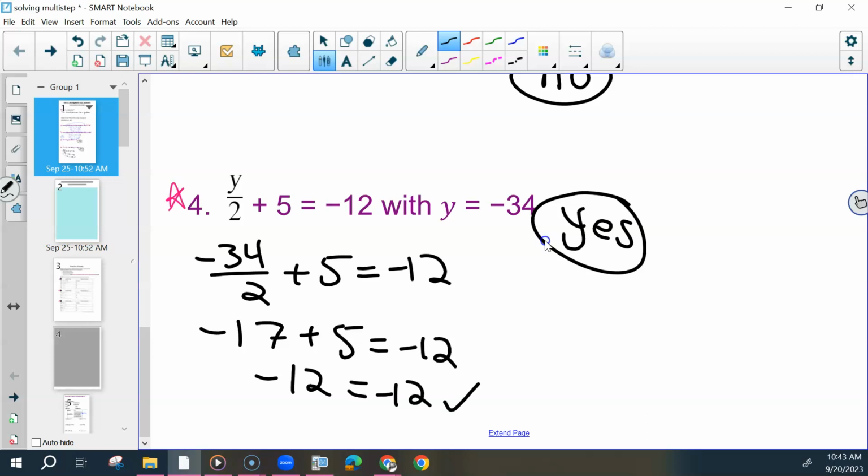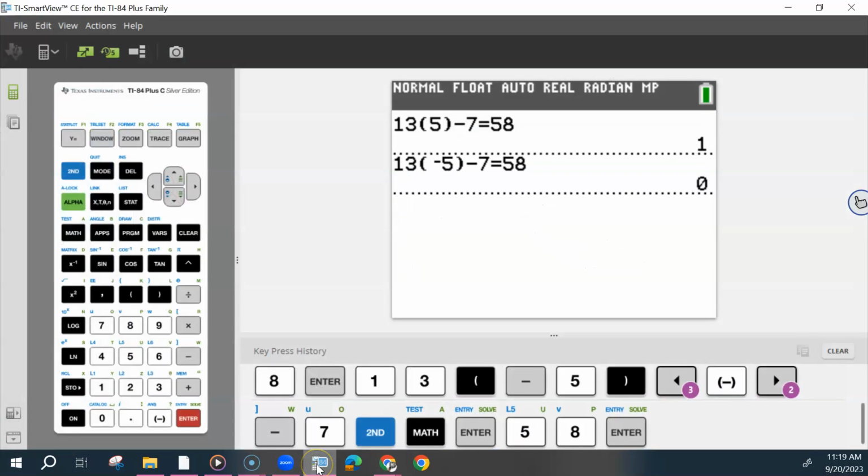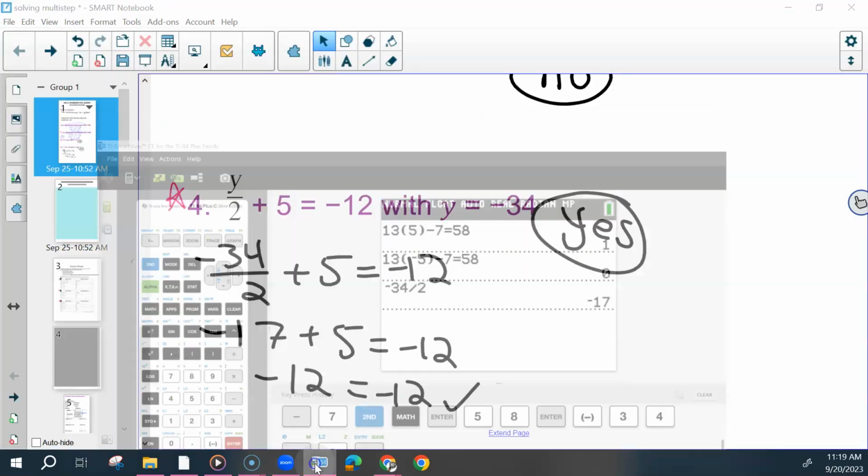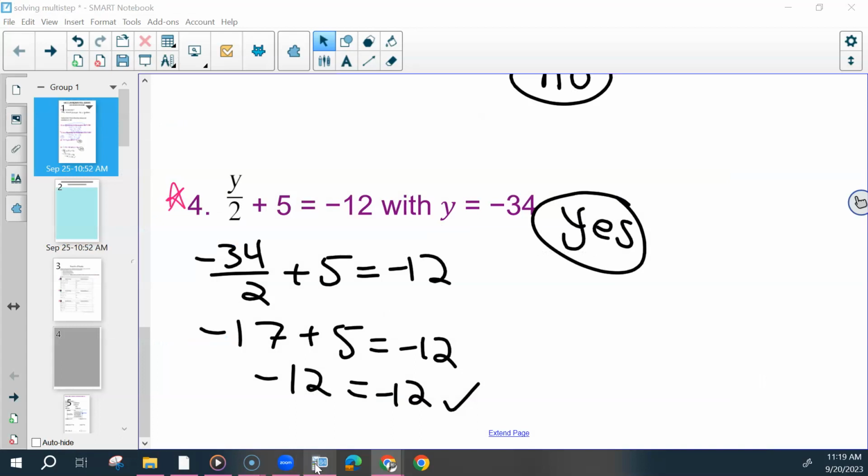Let's get back to this part. If we divide, we should get negative 7. Okay, other questions on this part before we move on?